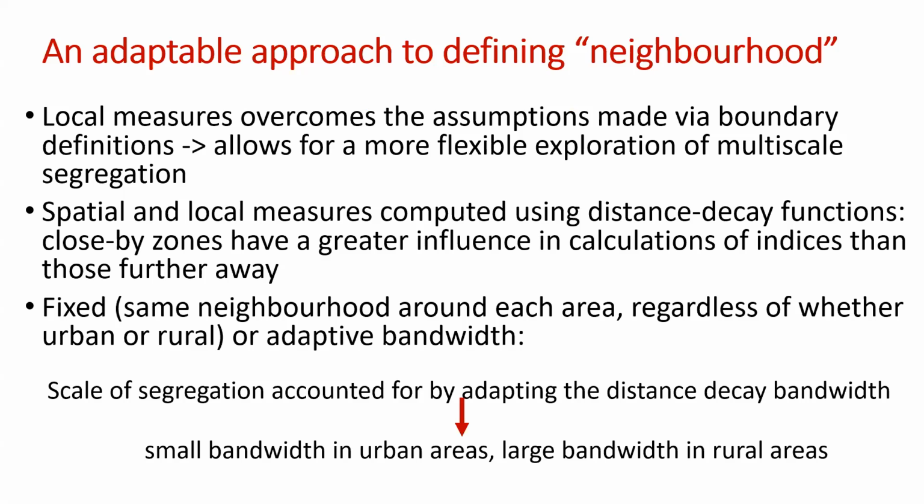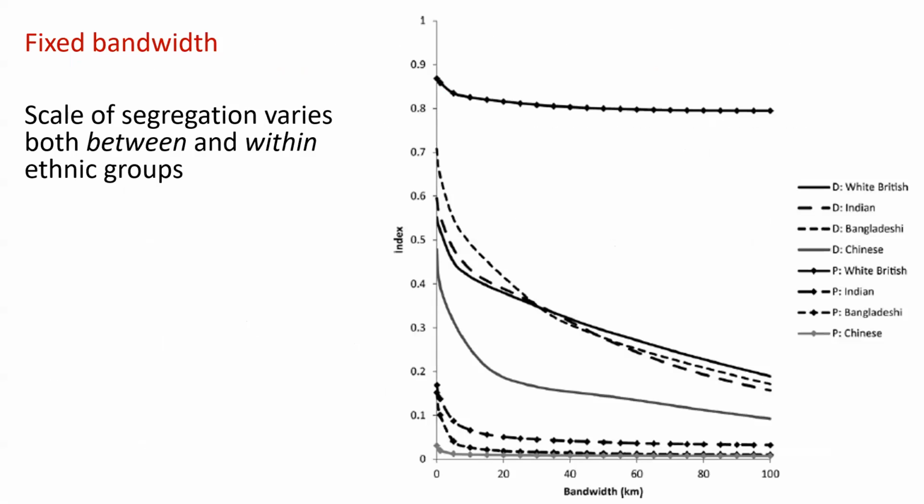And there are two different ways that we can deal with that. We can use a fixed bandwidth, where there's the same neighborhood around each area, regardless of whether that place is urban or rural, or an adaptive bandwidth. That allows us to account for the scale of segregation because we adapt the distance decay bandwidth and have a small bandwidth in urban areas and a large bandwidth in rural areas. And I've used a mixture here. I'm just going to skip across to show this in relation to scale before I conclude.